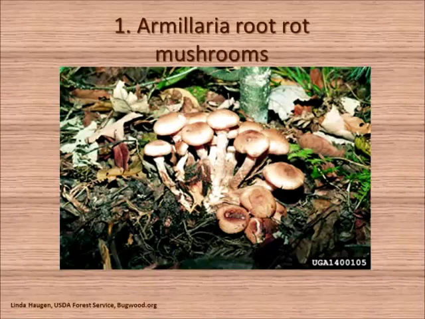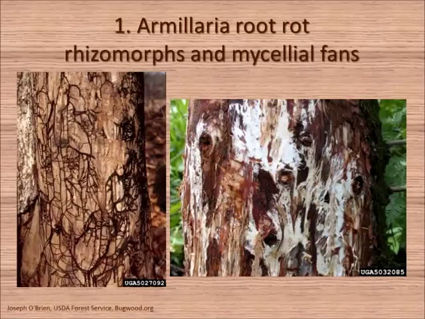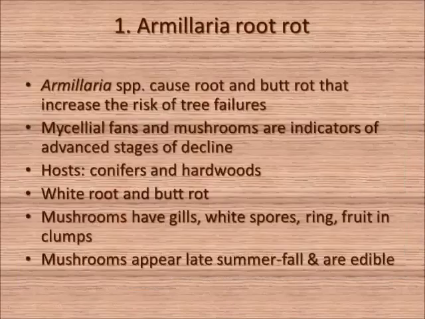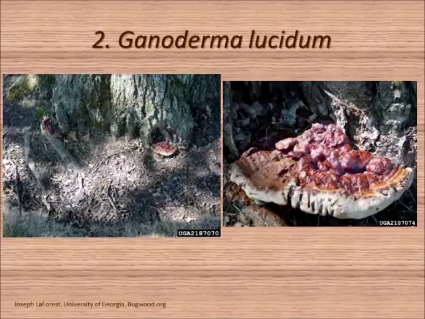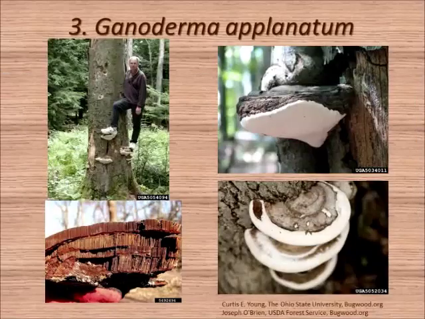So these are the top 3. Number 1 is Armillaria. It causes butt rot and lots of tree failures in urban trees. And then number 2 is Ganoderma lucidum. It has the varnished top and the white spore layer. And number 3 is a lot like Ganoderma lucidum, but it's Ganoderma applanatum or artist conk. It has the woody, brown top and the white spore layer.